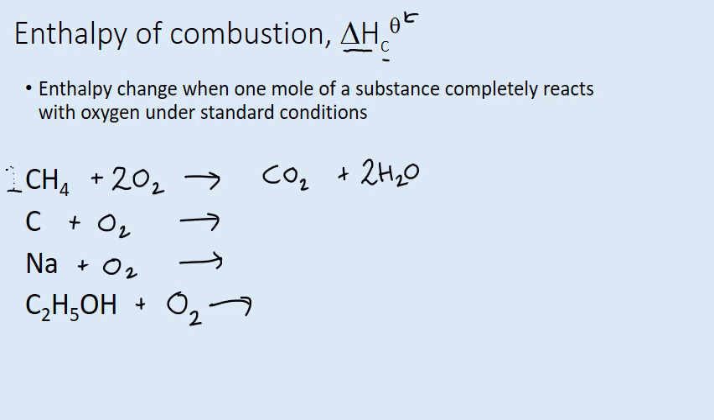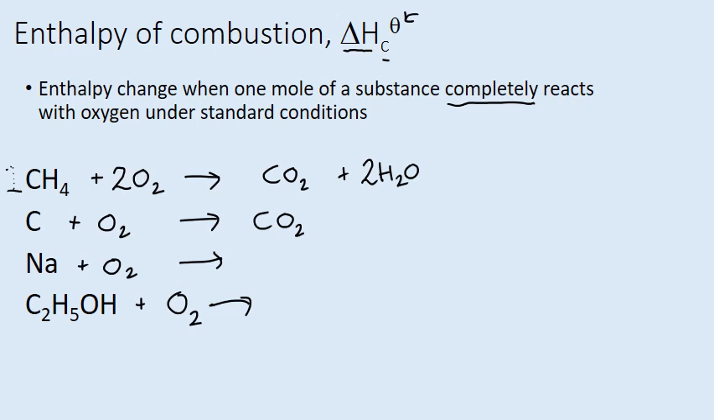Second one, carbon plus oxygen will make carbon dioxide. Remember, it must be complete combustion, because it's when 1 mole of substance completely reacts. So I can't have carbon monoxide or soot, it must be complete combustion. Is it balanced? That one's balanced.